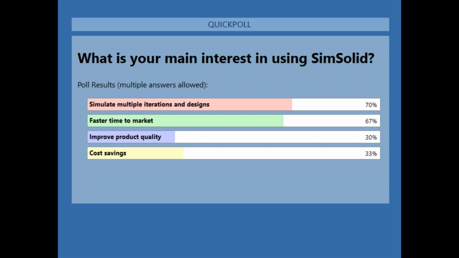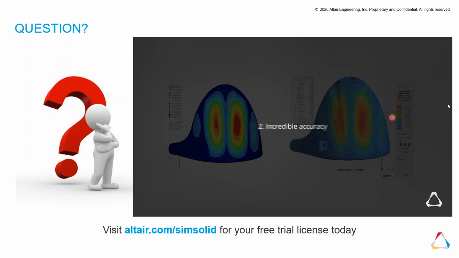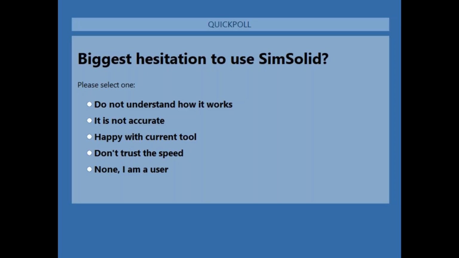Okay, so having said that, I know SimSolid is kind of new to you guys. So let me launch another poll here. What would be your biggest hesitation to use SimSolid?